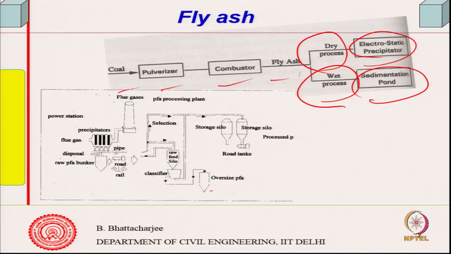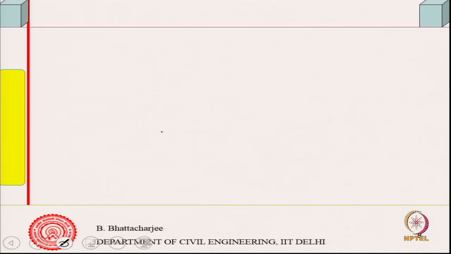Raw feed goes to the silo, oversized pulverized fuel ash, and there can be a classifier which can separate out the finer ones from the coarser ones, giving a processed fly ash. So, these are the silos where they can be stored, right. From the ESP it can go to the chimney, flue gases go out, and through the electrostatic precipitator, raw PFA is stored in the bunker, and then one can separate them, classify them, do all sorts of things. So, we shall see that. This can be used in cement.